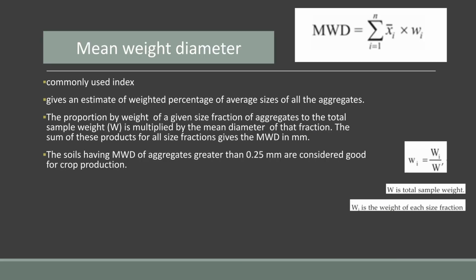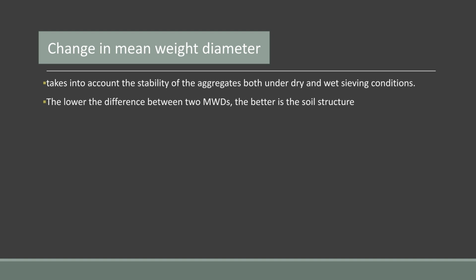Mean weight diameter is a commonly used index. It estimates the weighted percentage of average sizes of all aggregates. Soils with an MWD greater than 0.25 millimeters are typically considered good for crop production. The change in mean weight diameter takes into account stability under both dry and wet sieving. A smaller difference between the two MWDs indicates a better soil structure.